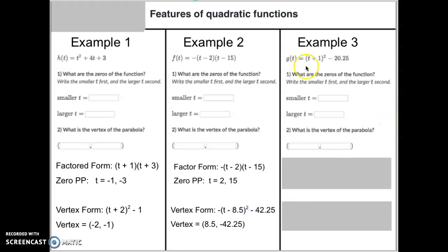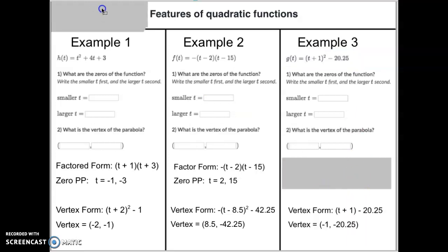So, third form. You'll notice they already gave you the vertex form on this one. So actually, finding the vertex is super easy from this one, so I'll start there. They already gave you vertex form, so you know it's going to be the opposite of this, or -1 and -20.25. So that's quite simple right there.